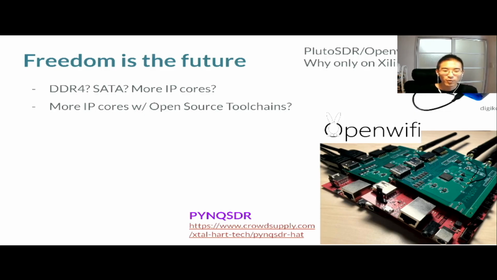A very good example is Open Wi-Fi or the Pluto SDR firmware. These are all open source, but so far they only run on Xilinx FPGAs because they need Vivado, and the toolchain is not open source. If they can be ported to open source toolchains, then just like the DDR3 core is running on Lattice as well, these awesome SDR projects will also be ported to more and more FPGAs, and I believe that will be the future.